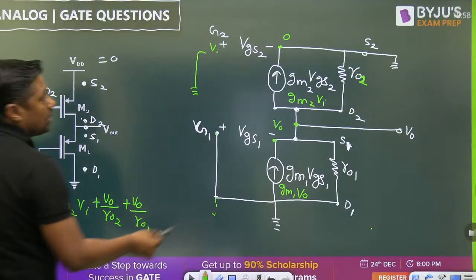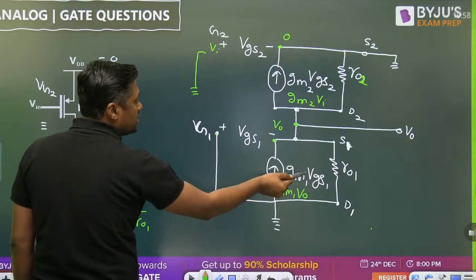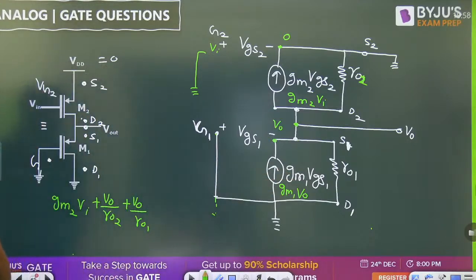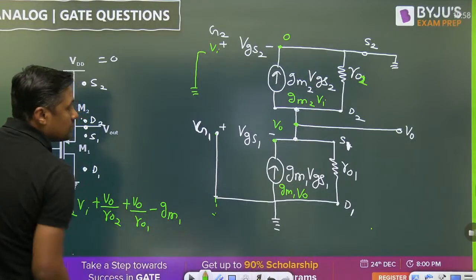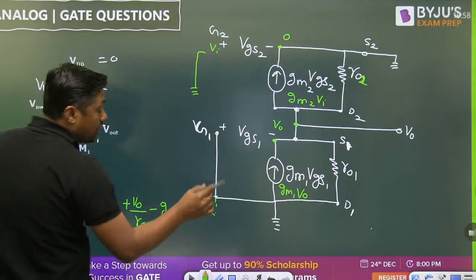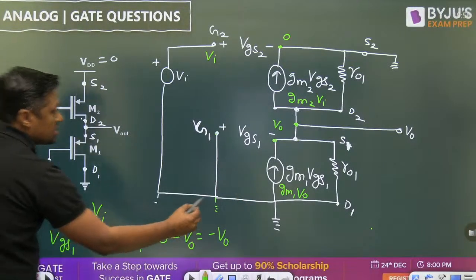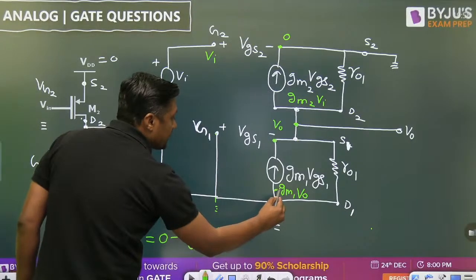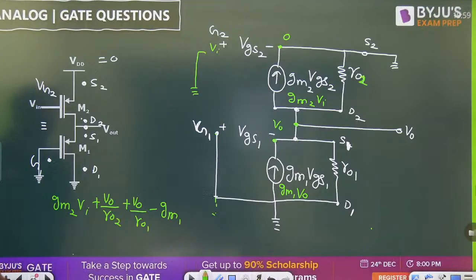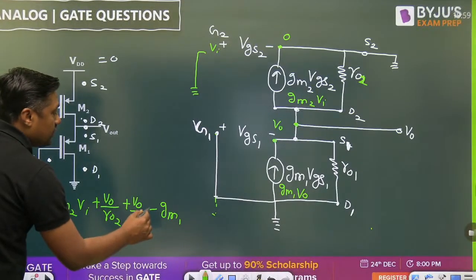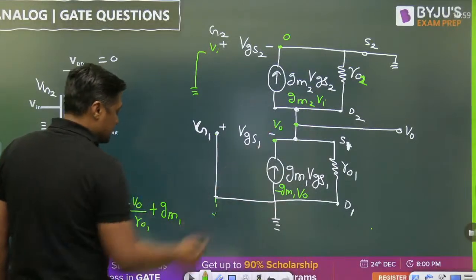Now, what is the incoming current here? Minus GM1 VGS1. What is the VGS1? Minus V0. So GM1 times V0. You have to write the minus here because VGS1 is minus V0. When it is minus V0, it will become plus because it is the incoming current, but it is negative. That's why it will become plus.